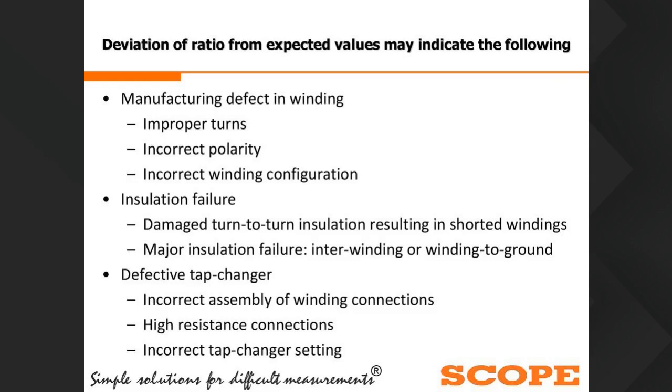So these are the main problems that will occur in a tap changer that will give us a deviation in the ratio. So these are the main expected reasons for the deviation in the ratio: during the manufacturing phase, during insulation failure, or at the time if there is any issue in the tap changer.